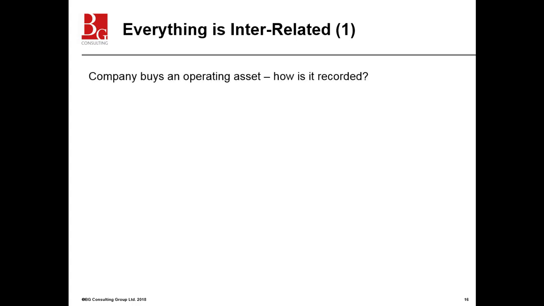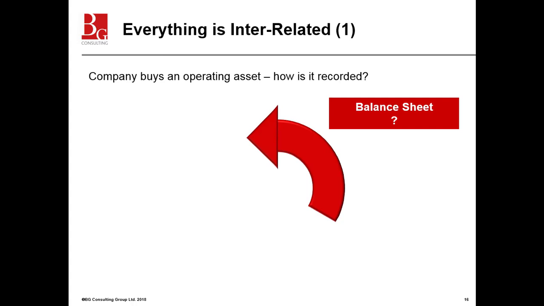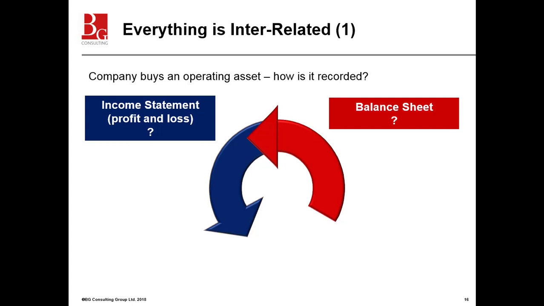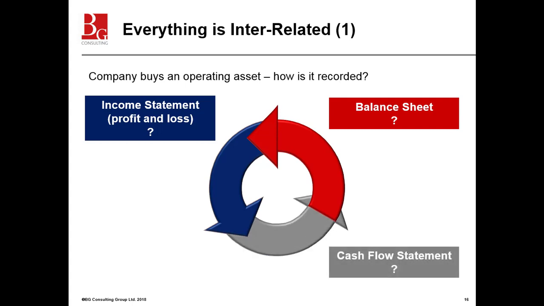For example, a company buys an operating asset, like the machine in that example. It has an effect in the balance sheet where we record its value as an asset. It's used to generate profits, which are reflected in the income statement. And you can see that there is a cash impact when you first buy that asset, which we saw in the cash flow statement.